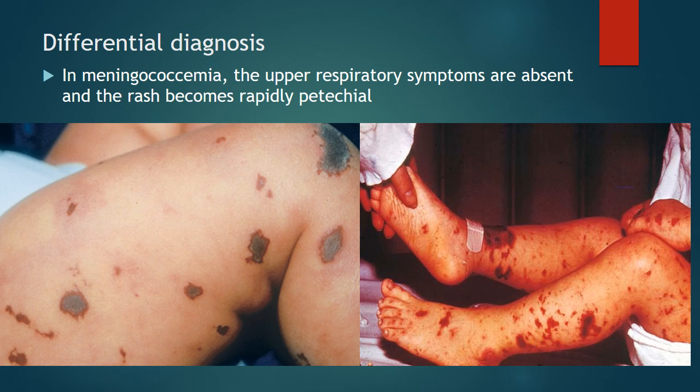On the differential diagnosis, meningococcemia, in which the upper respiratory symptoms are absent, and the rash rapidly becomes petechial, and can even become ecchymosis. So this picture shows meningococcemia.